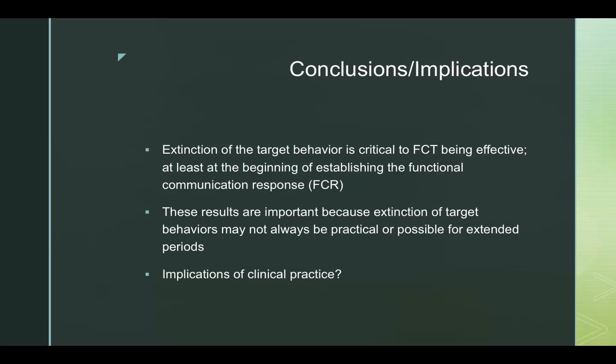The take-home points for this one are extinction, at least initially, is critical. Extinction of that target behavior is critical early on when you're trying to establish functional communication training. And really moving forward, you would want to make sure you're not going to implement it unless you could be pretty sure that you can maintain extinction of that target behavior.